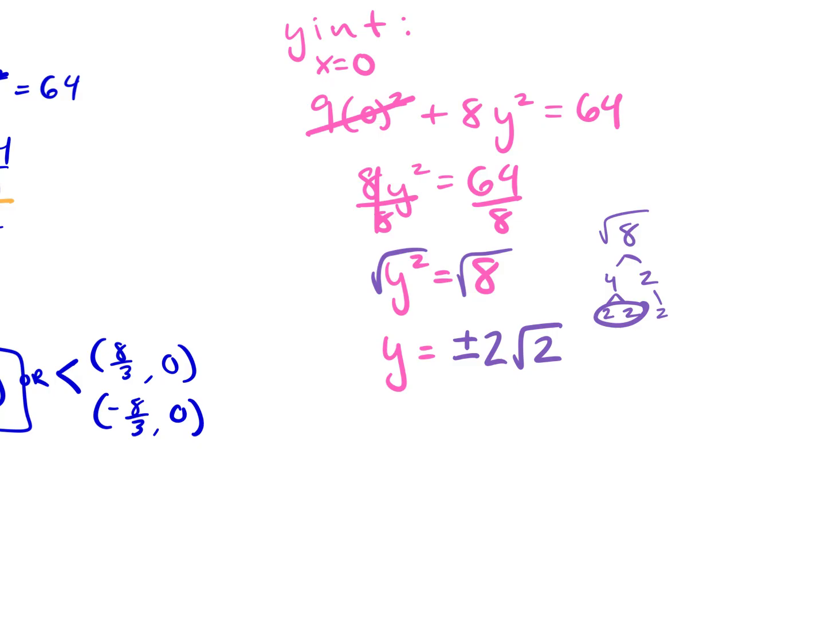Now we have to write our answer as a point. So what would our point be? You can split it up. That would be perfectly fine. Or you could just leave it as plus or minus. Either way works. So 0 would go in the x spot. The number we just found, the y, would go in the y spot. So 0, comma, plus or minus 2 square root 2.